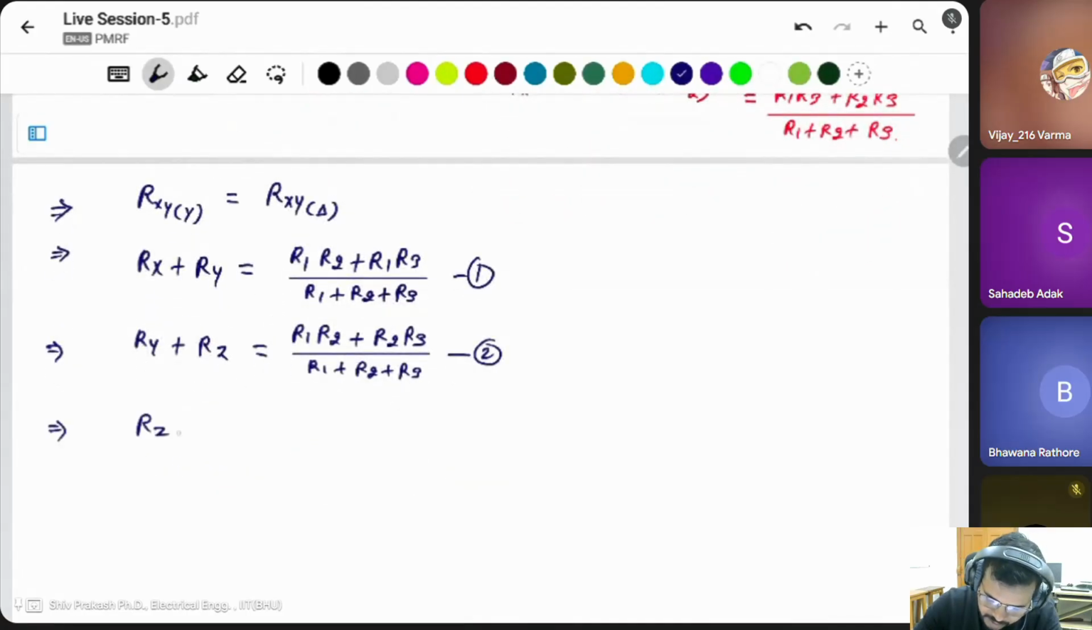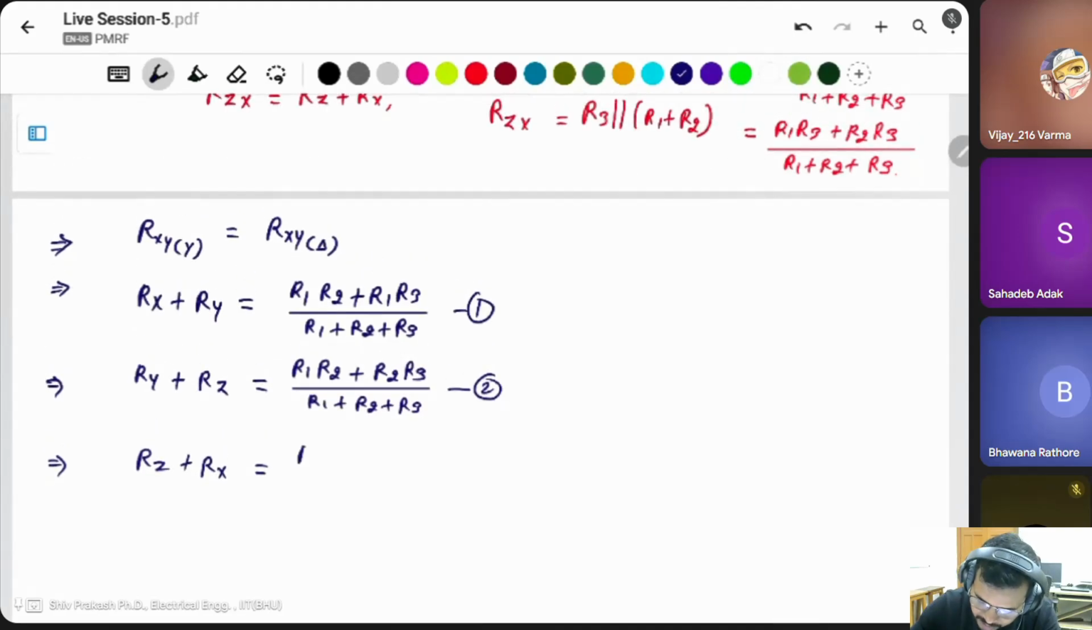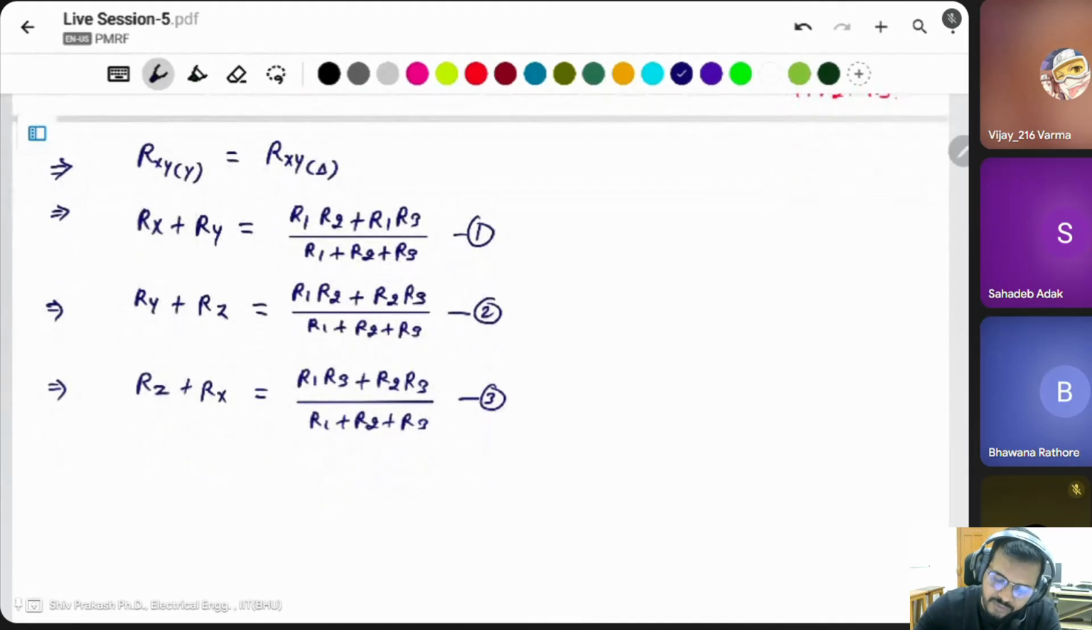Same thing for Rz plus Rx. This will be R1 R3 plus R2 R3 divided by R1 plus R2 plus R3. To find the Rx, it means a star conversion in terms of delta resistance.